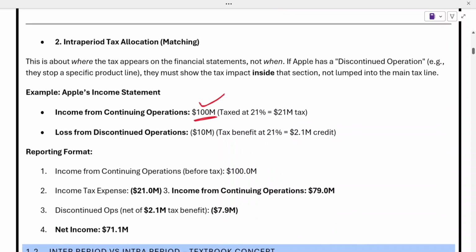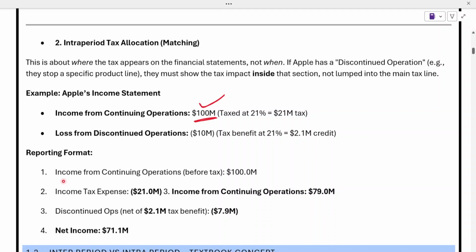So what will be reported? You can simply say that income from continuing operations before tax was 100 million, income tax expense how much, 21 million. Then basically instead of income you can call it profit from continuing operations. So from this 100 million, taxes are 21 million, so the remaining 79 million is our profit from continuing operations.